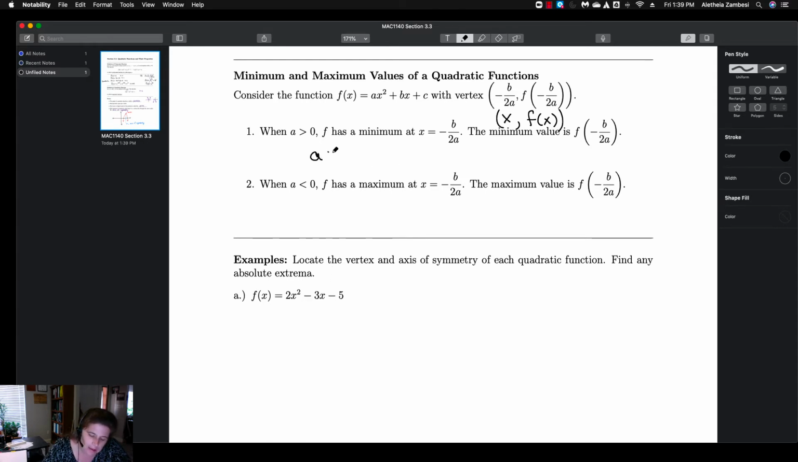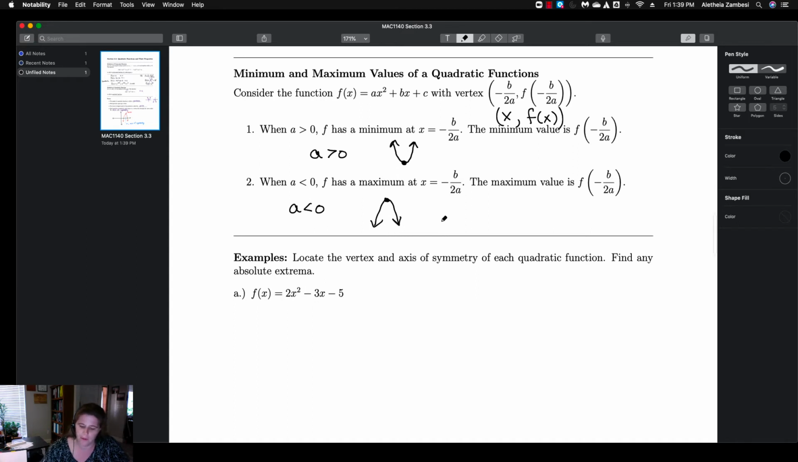So a positive, then we have a minimum. Our vertex is at the bottom and the parabola opens up. If a is negative, we have a maximum. The vertex is at the top and the parabola opens down.